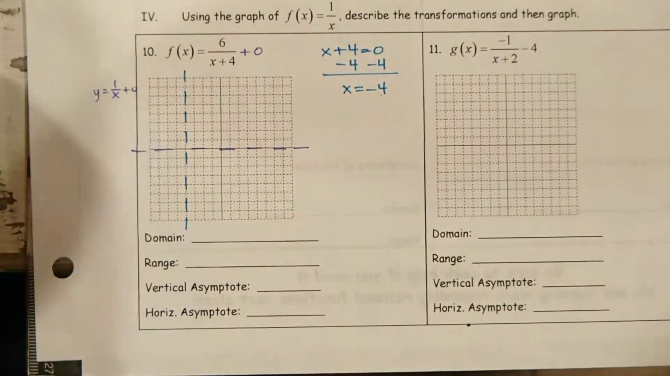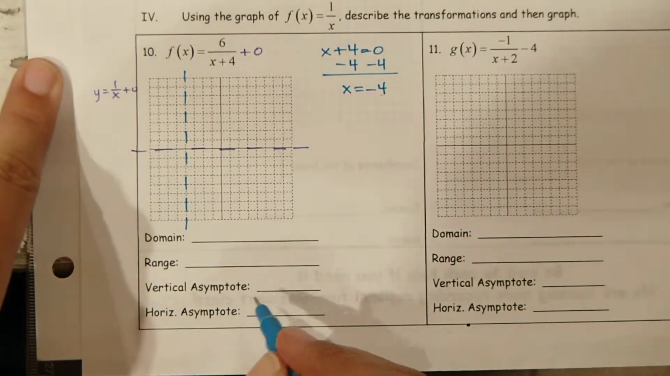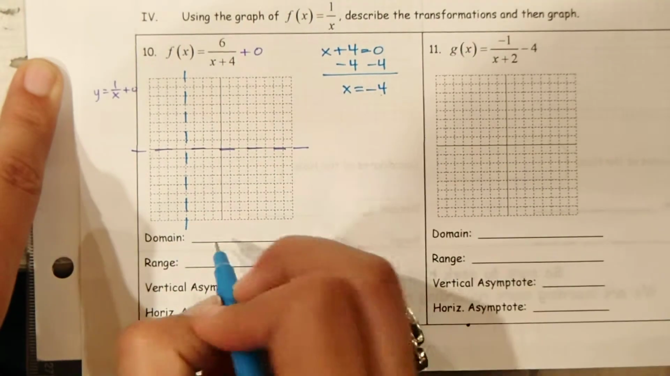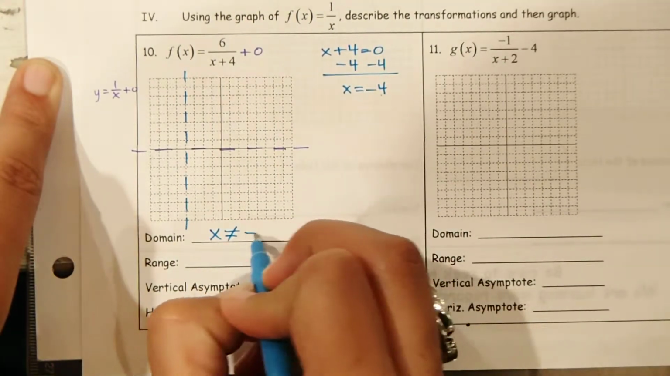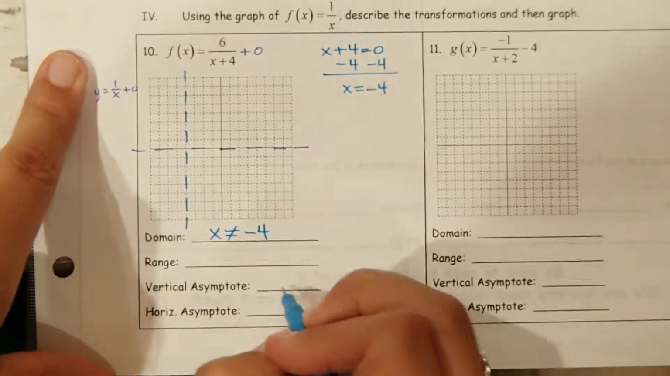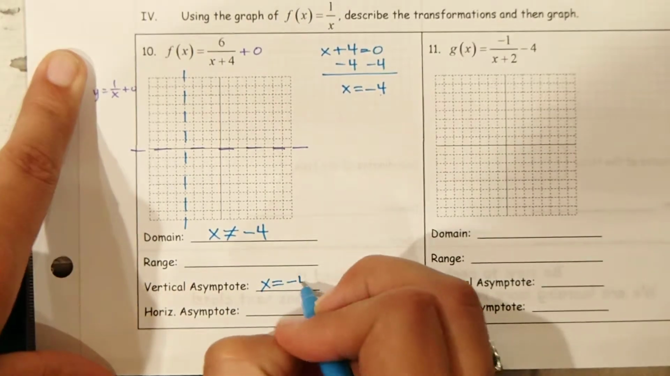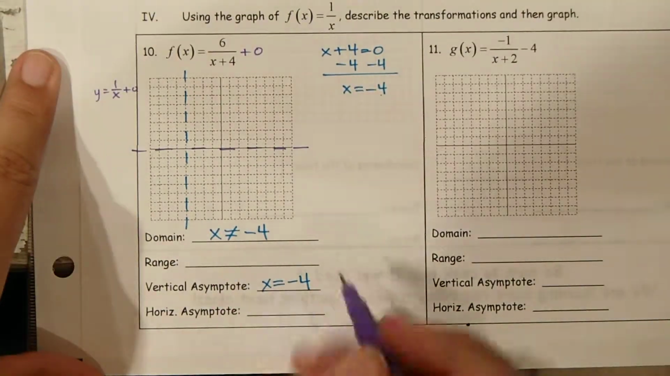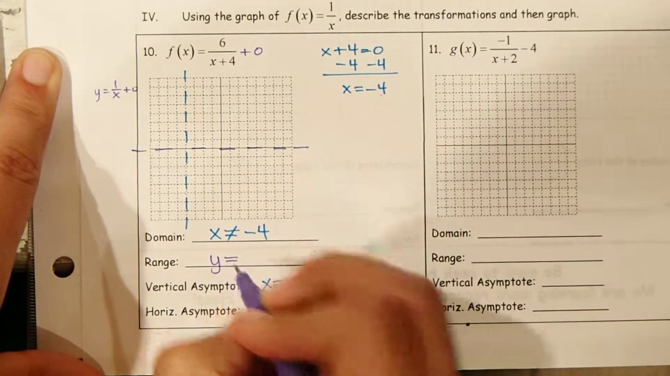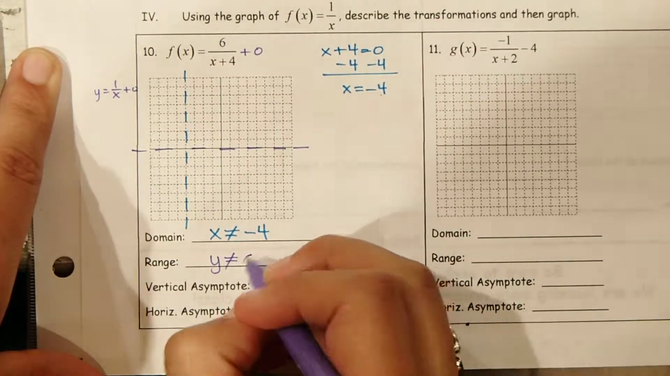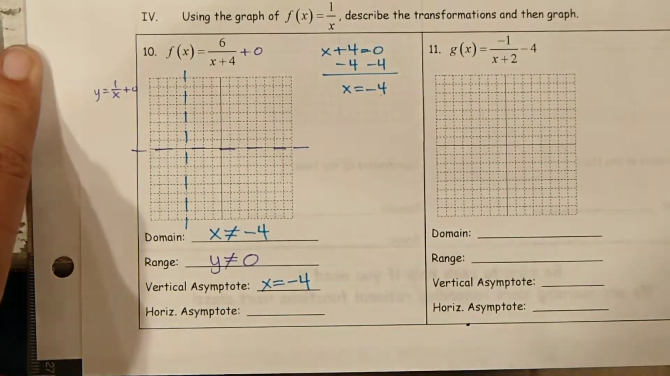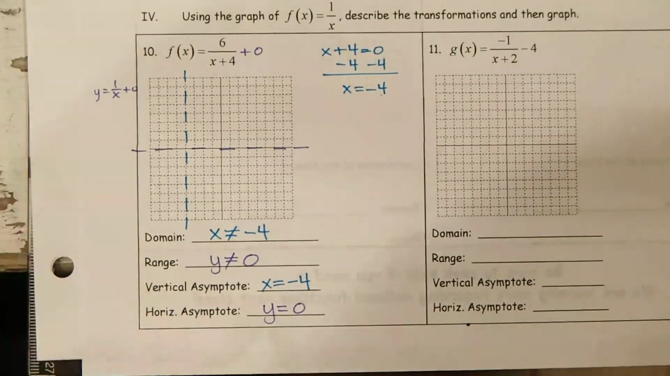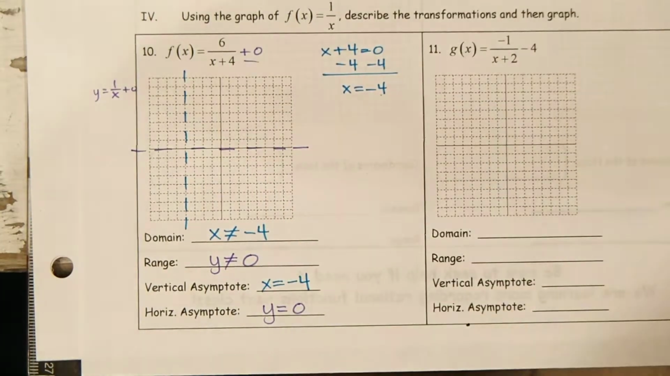So we can go back and fill in this table here. The domain is going to be any value except where the asymptote is located. So x cannot equal negative 4, and the vertical asymptote occurs at x equals negative 4. The range is going to be everywhere but where the horizontal asymptote occurs, and this is at 0. So y cannot equal 0 for the range, and the horizontal asymptote will be located at y equals 0, because there's no translation here.